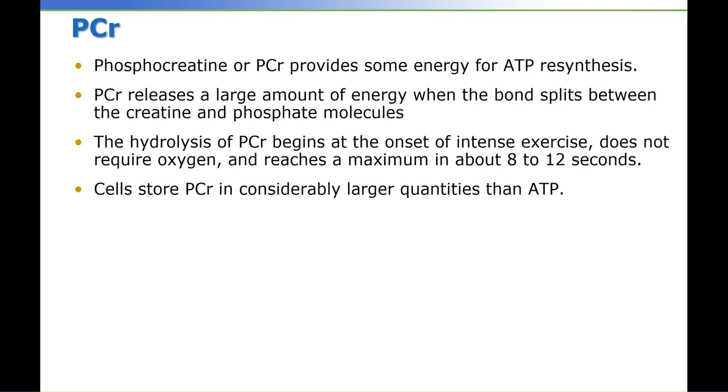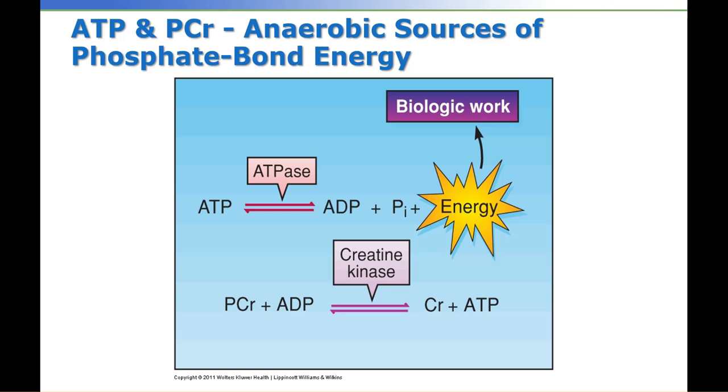Now this is all still happening without the required oxygen. As you do a 100-yard sprint, you don't necessarily have to start breathing heavy until after that, and you're really just trying to catch up with the oxygen lost. So cells store PCR in considerably large quantities, much more PCR in cells than ATP. And the molecular weight's less.